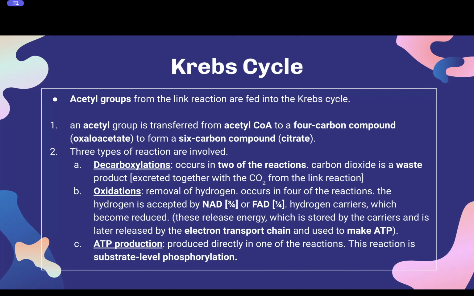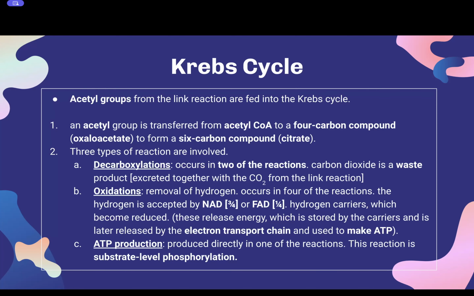So, of course, these carry hydrogen until the electron transport chain, so that they can convert reduced NAD and reduced FAD back into NAD and FAD and release electrons. But we will look at that after the Krebs cycle. There's also ATP production. That's the last one. This occurs only in one of the reactions. This reaction is called substrate level phosphorylation.